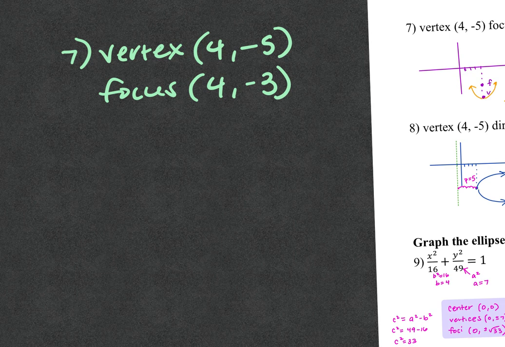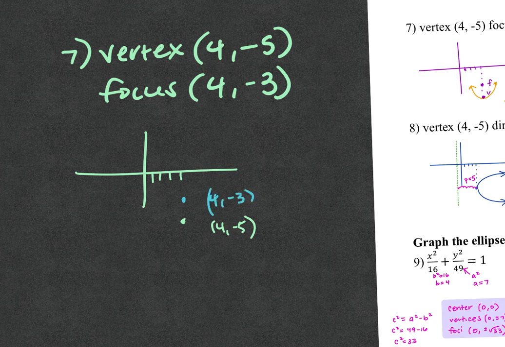All right, so this is 7. It says the vertex is (4, -5): 1, 2, 3, 4, -5 would be down here. And then the focus is (4, -3), so (4, -3) is the focus. That tells me that my parabola points up because it has to go around the focus. And if it points up, it's an x squared, and it has a positive 4p. So I know that just from plotting it.